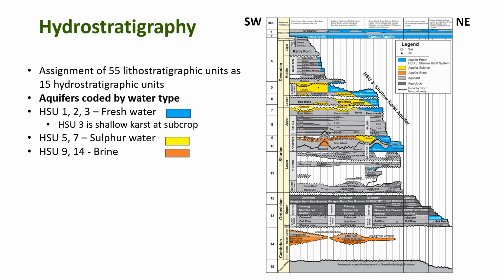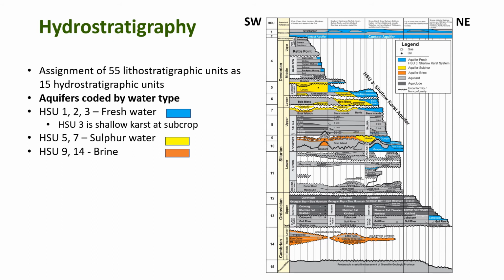15 hydrostratigraphic units have been identified as illustrated on this chart. HSU names are listed in the left column. The erosional profile of the bedrock formations is shown along the right. 7 of the hydrostratigraphic units are classified as aquifers. The remainder are aquitards or aquicludes. Colors for the aquifers are as in the previous slides.